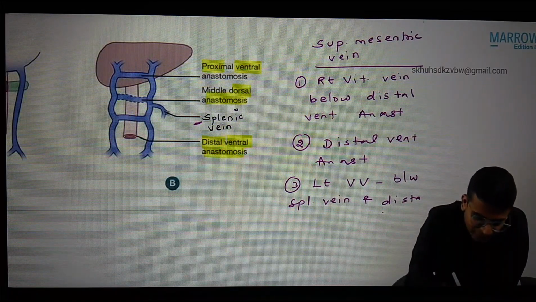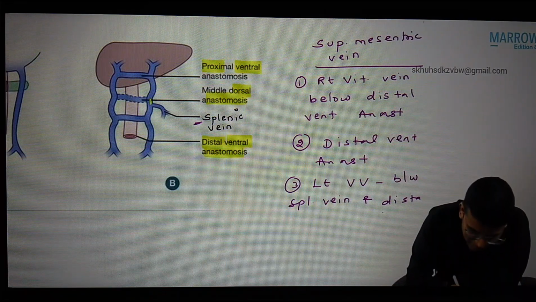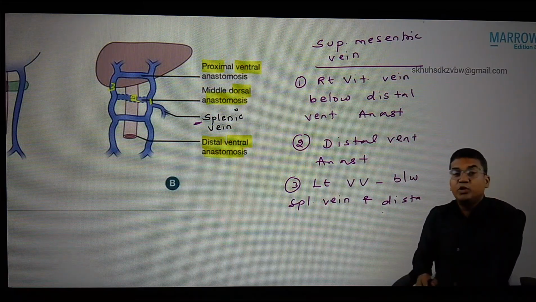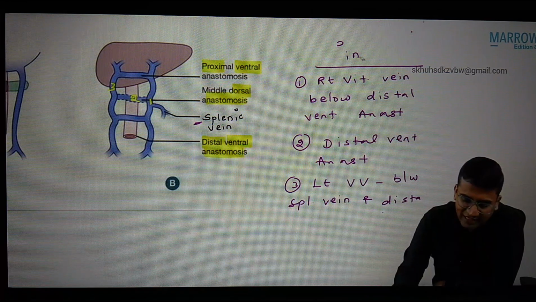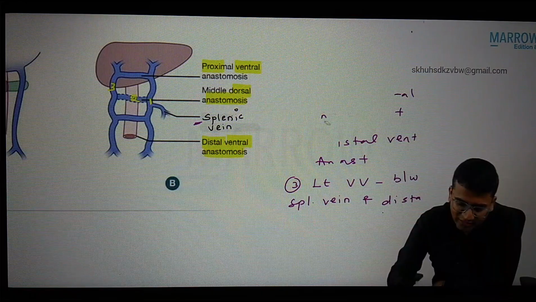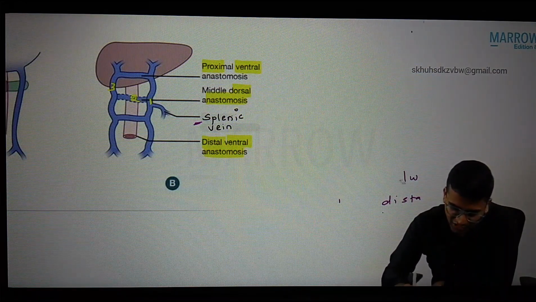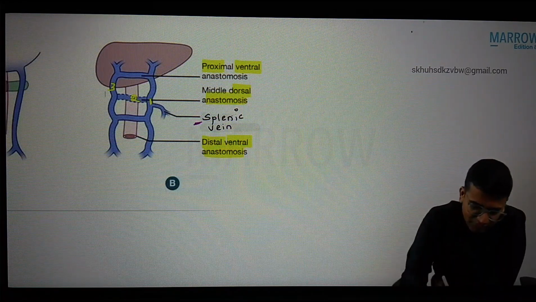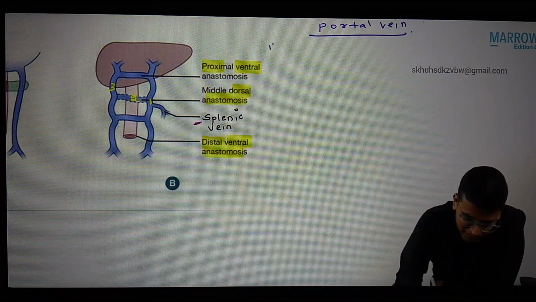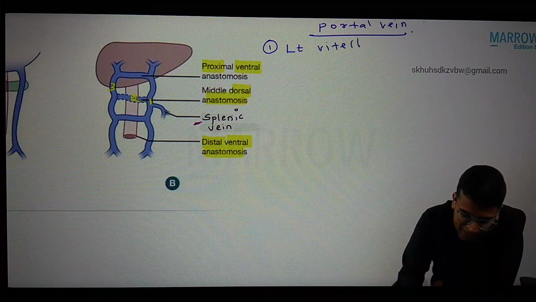Now portal vein derived from, I'm going to mark the source. Now this small contribution from this one, and this one. Now these three, 1, 2, 3, they form the portal vein. So portal vein derived from, okay, now what is number 1? Number 1 is left vitelline vein, okay, that is present below the dorsal anastomosis. So now we're going to write portal vein formation. Number 1.